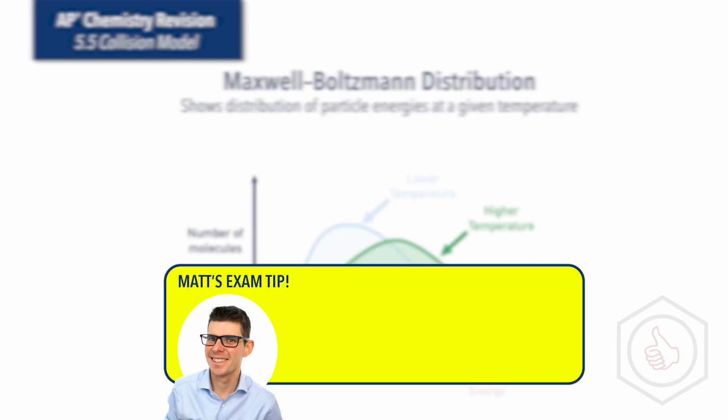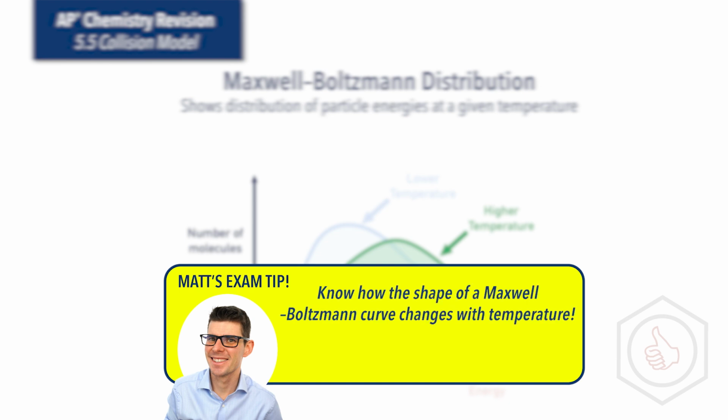Exam tip here: make sure you are able to describe how the Maxwell-Boltzmann distribution changes with temperature. A higher temperature shifts the peak to the right and flattens it. This increases the proportion of particles with the required activation energy.